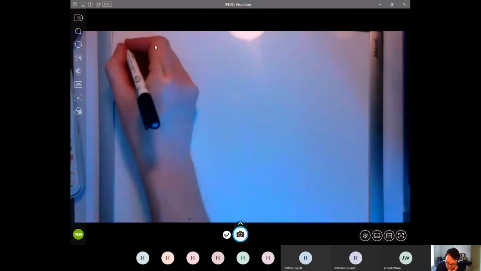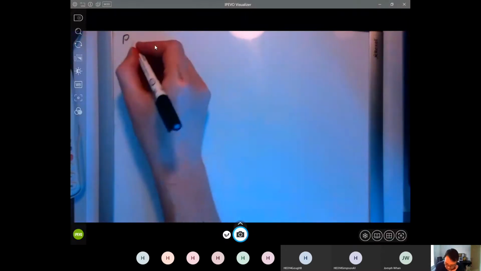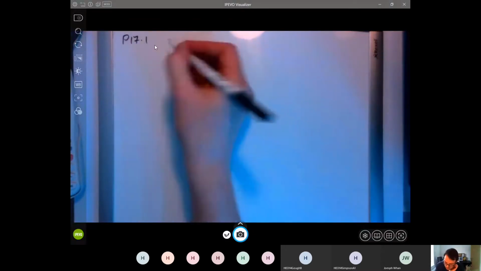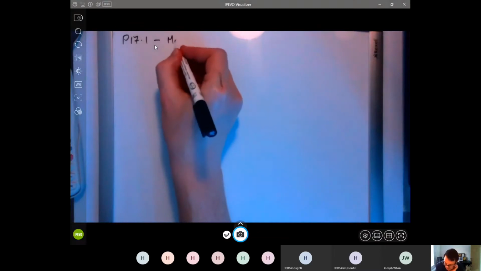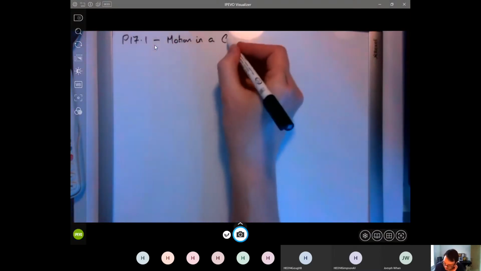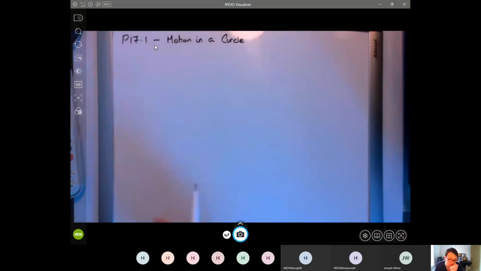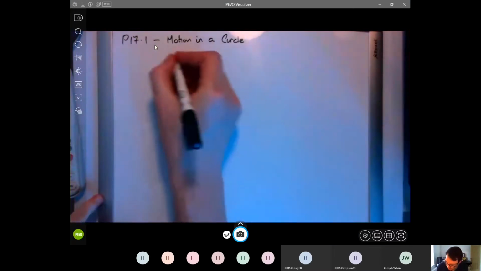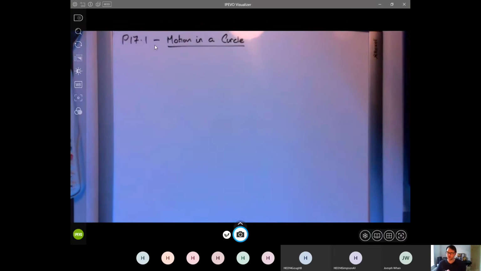Useful. So year 13 work, this is what we're starting. P17.1, and it is motion in a circle. You should be able to access Caboodle for this P17 work because it is the year 2 book, right at the start of the year 2 book. So we're talking about things that have motion in a circle.